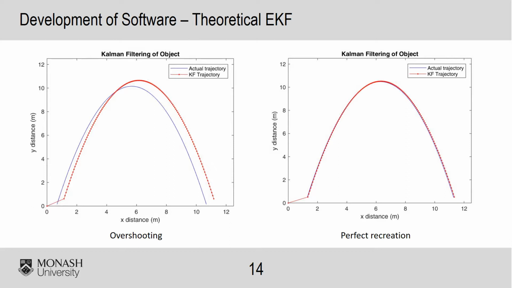This in turn is used to predict its location based on its previously known state. When first tested, the Kalman filter initially overshot the trajectory of a theoretical ball. However, this was quickly rectified to perfectly match the trajectory and was subsequently integrated with the ball tracking algorithm.